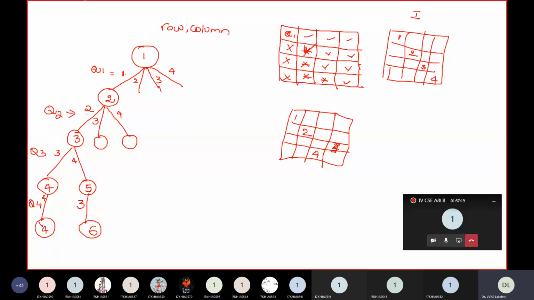This tree is known as the state space tree. Whenever applying implicit constraints, this tree becomes the solution space tree. Solution state space tree. So this solution space tree contains only the paths which satisfy all the constraints. Row attack is not there, column attack is not there, and diagonal attack is also not there.